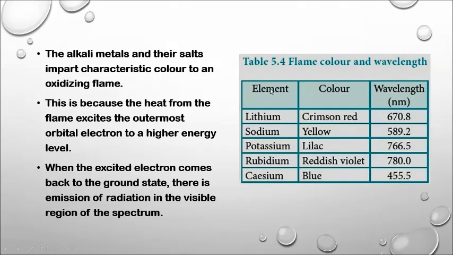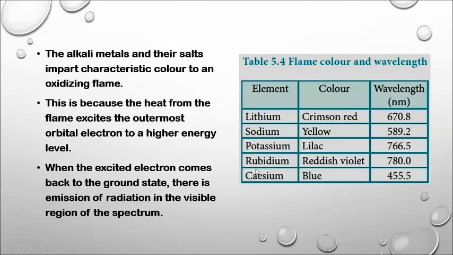Here are some metals which impart different colors, each with its own wavelength. Lithium has a crimson red color, with a wavelength of 670.8 nanometer. Sodium is yellow, 589.2 nanometer. Potassium is lilac or violet, 766.5 nanometer. Rubidium is reddish violet, 780 nanometer. Cesium is blue, 455.5 nanometer. This is about the flame colors and the wavelengths regarding the metal ions.